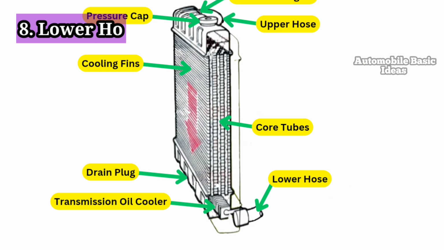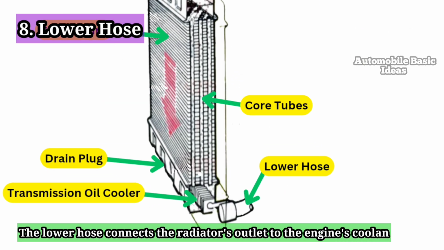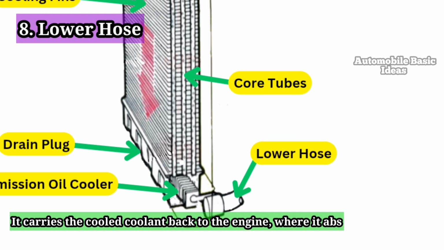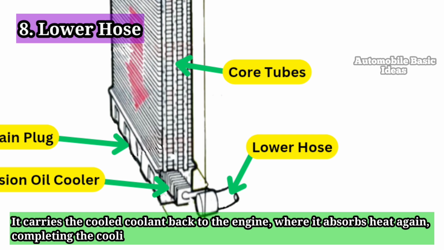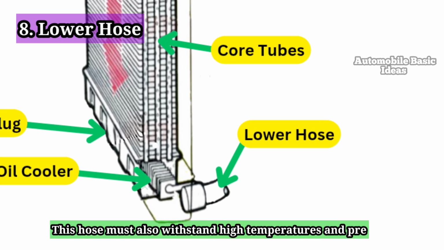8. Lower hose. The lower hose connects the radiator's outlet to the engine's coolant inlet. It carries the cooled coolant back to the engine, where it absorbs heat again, completing the cooling cycle. This hose must also withstand high temperatures and pressure.